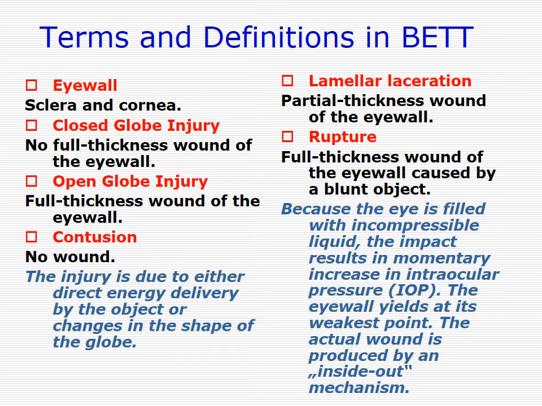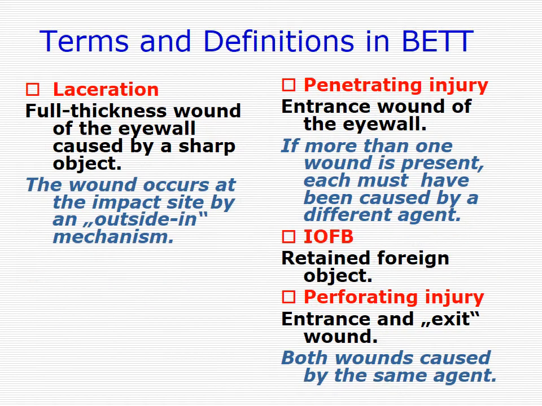We have rupture, a full thickness wound of the eye wall caused by a blunt object. Because the eye is filled with incompressible liquid, the impact results in a momentary increase in the intraocular pressure. The eye wall yields at its weakest point. The actual wound is produced by an inside-out mechanism. We have laceration, a full thickness wound of the eye wall caused by a sharp object. The wound occurs at the impact site by an outside-in mechanism.